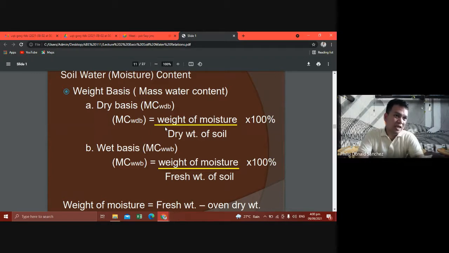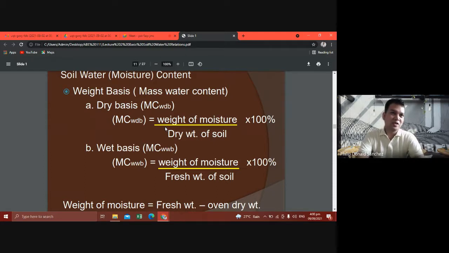That's the moisture content. Others would say it's the dry matter content, no? Okay. 1 minus 0.2 is 0.8. That's the weight of moisture, right? That's the weight of moisture. You can also say that the weight of soil or particle is 0.2.